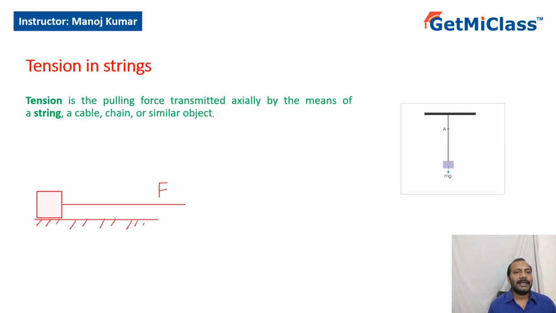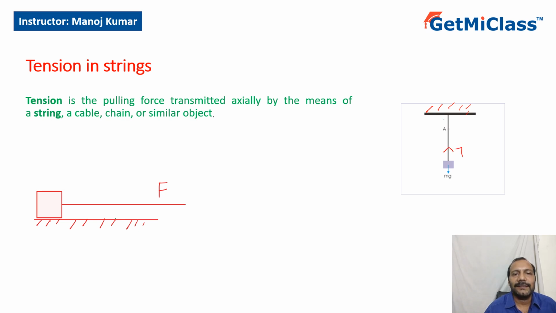Now let's look at the next situation, that is tension in the string. So what is tension? Tension is the pulling force that is transmitted actually by means of a string, a cable or a chain or a similar object using which we pull the mass. So the easiest way of understanding tension is I hang a mass M to a ceiling. If I'm hanging a mass M to the ceiling, what is happening? Mg weight is acting downwards, then tension T is acting upwards here.